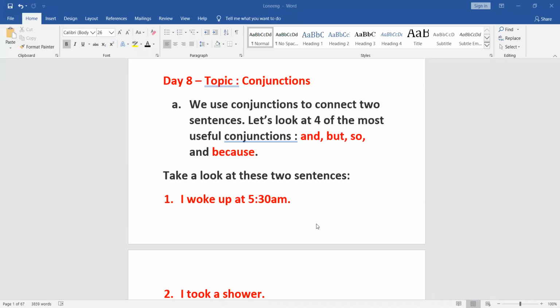Hi, today is day 8 and the topic for today is conjunctions. Now, what are conjunctions and when do we use them? Let's go through some details.